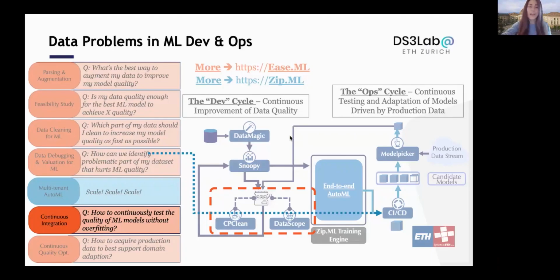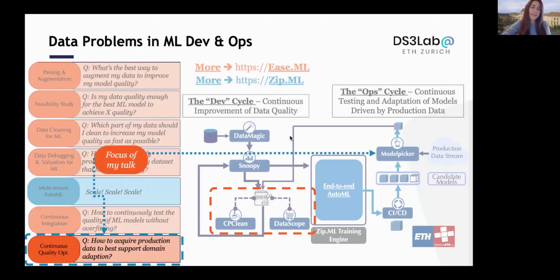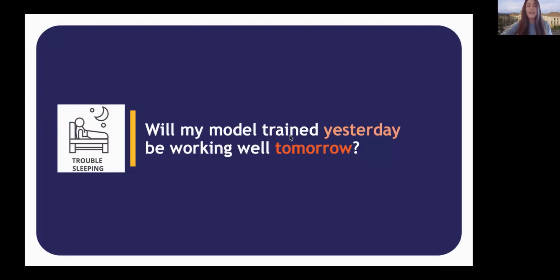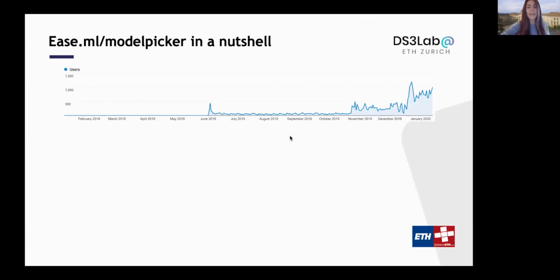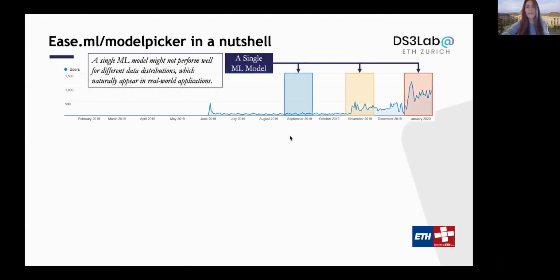In the first part, Cedric talked about how we can continuously test the quality of ML models without overfitting. In this talk, I'll focus on the next step, which is how to acquire production data to tackle the domain drift problem. Machine learning practitioners have trouble sleeping, asking, will my model trained yesterday be working well tomorrow? To understand the severity of this problem, let's take a look at time series data. A single model that was trained previously will not work well in these time intervals because of data drift. You may ask, okay, isn't this a domain adaptation problem?